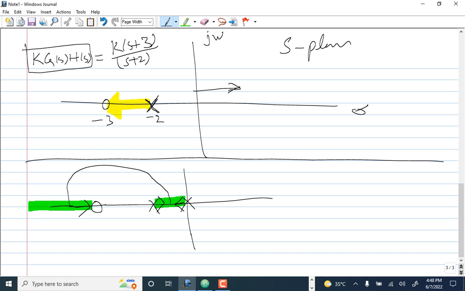One pole, for example this one, the other pole will go in that direction and try to come here and then move in this direction up to the infinity. So this is the idea.